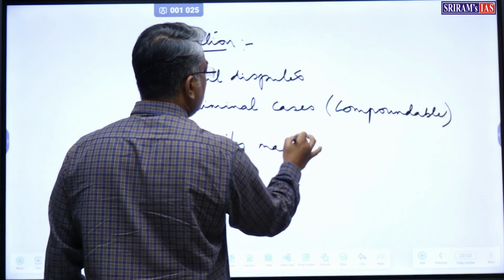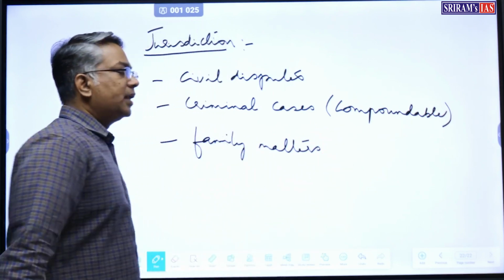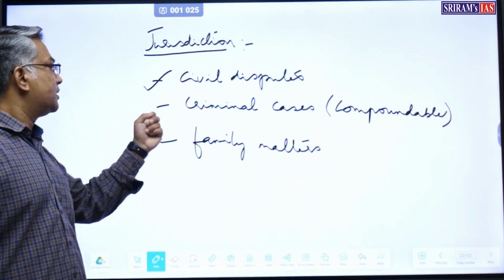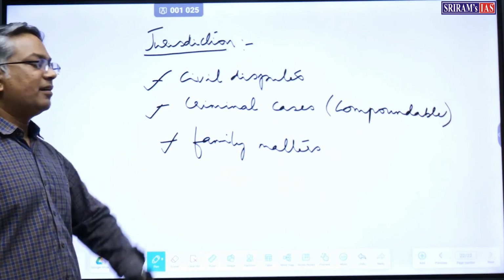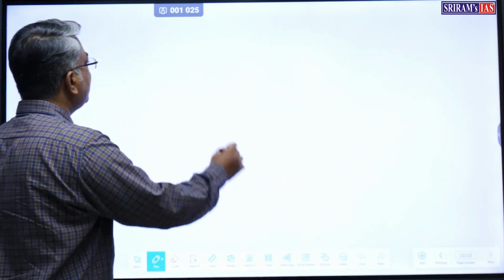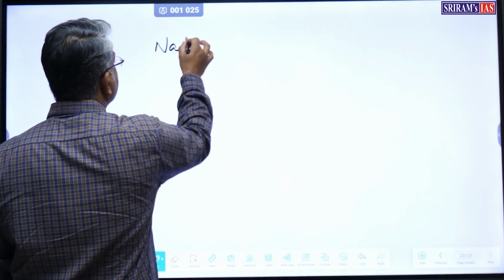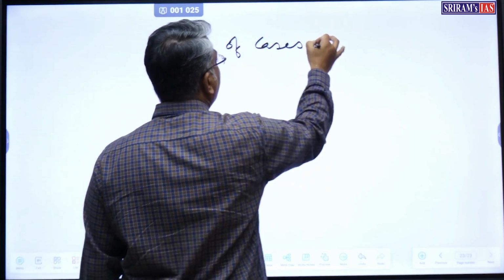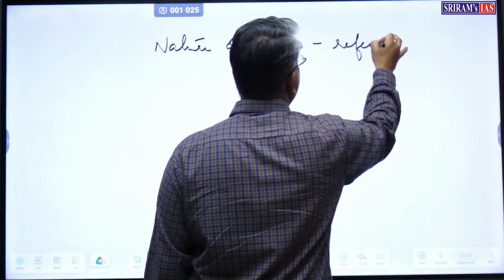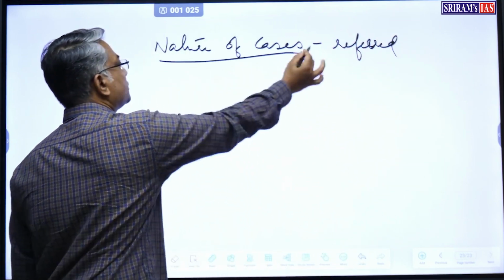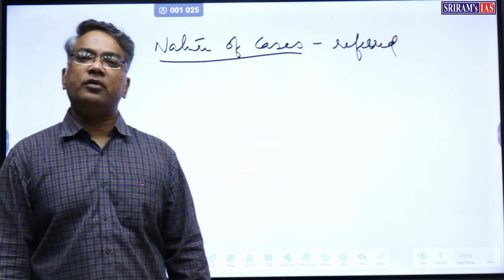Okay, so the Lok Adalat jurisdiction extends to civil disputes, criminal cases and family matters. Criminal cases only compoundable. So what type of cases are referred to the Lok Adalat?